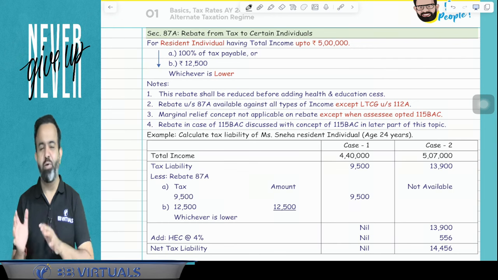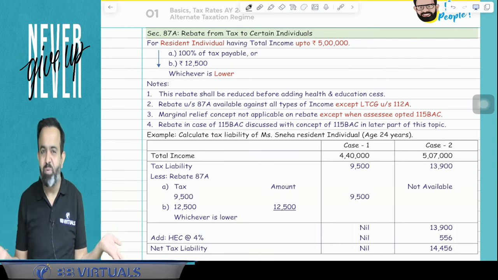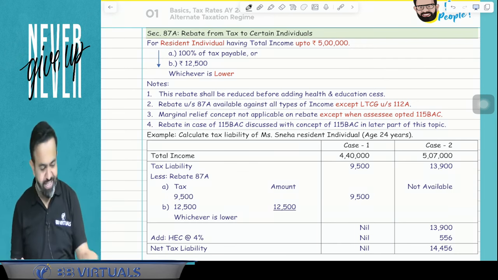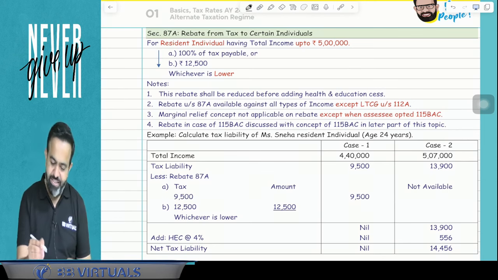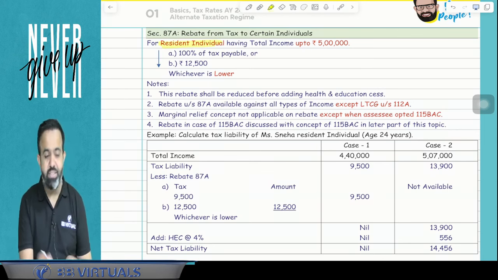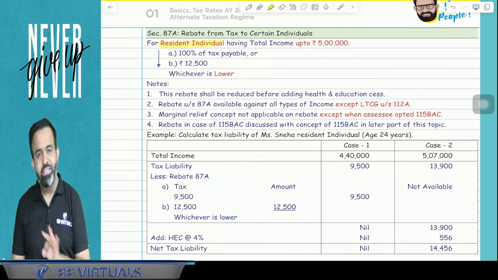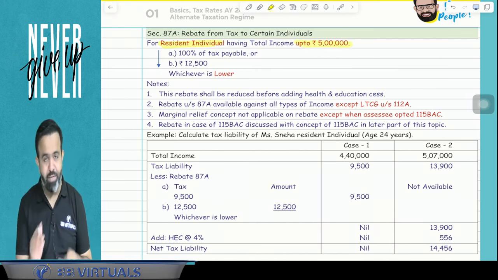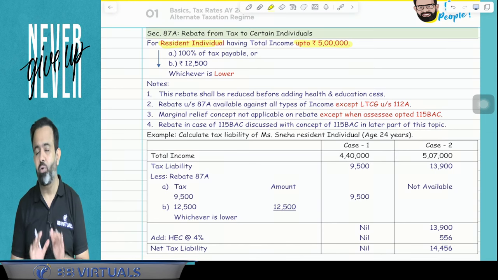You heard that if your income is up to 5 lakh, then there is no need to pay the taxes. So that is the one rebate, 87A. Now this 87A rebate is applicable only to a resident individual. And this rebate says that if your income is up to 5 lakh, meaning your total income. Total income is net taxable income, after claiming deductions.